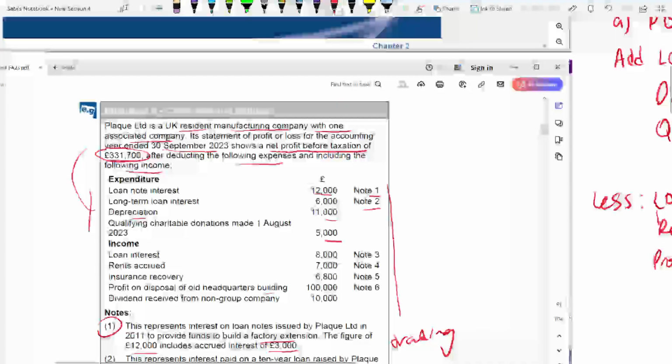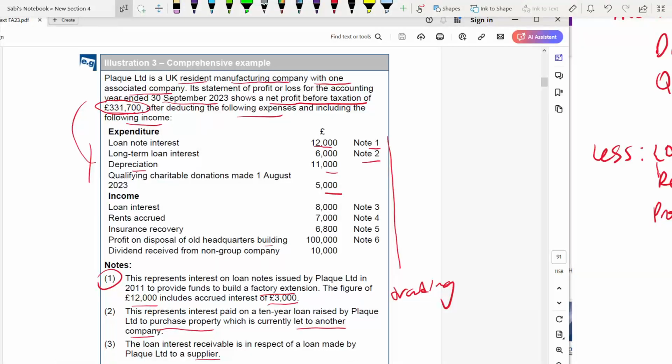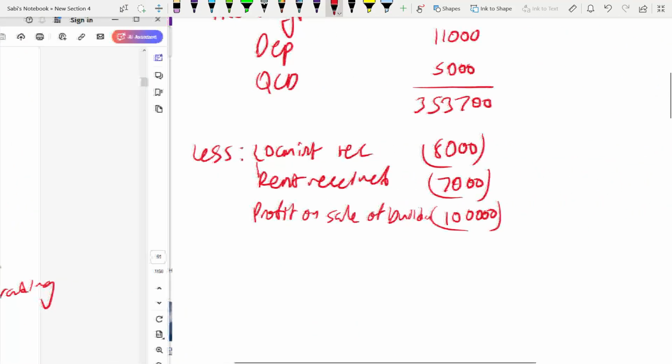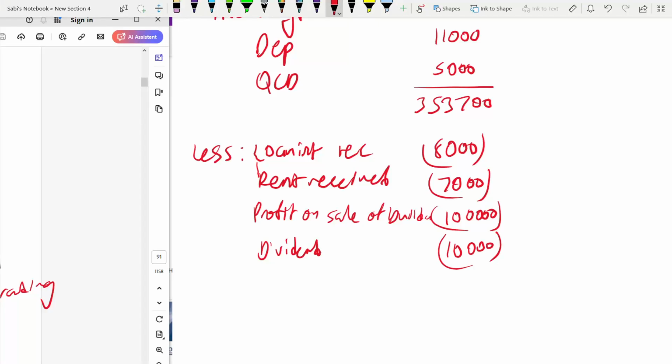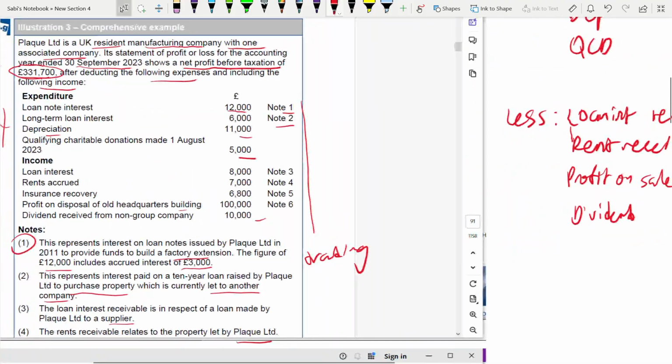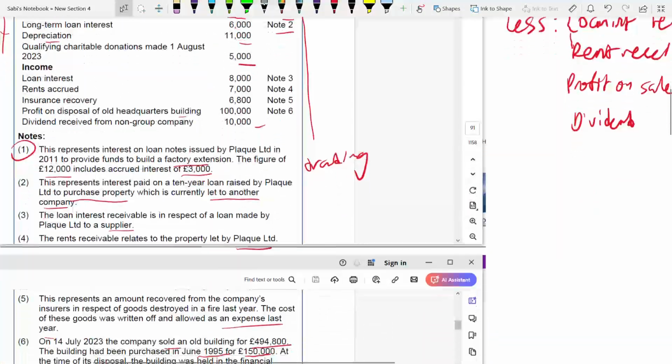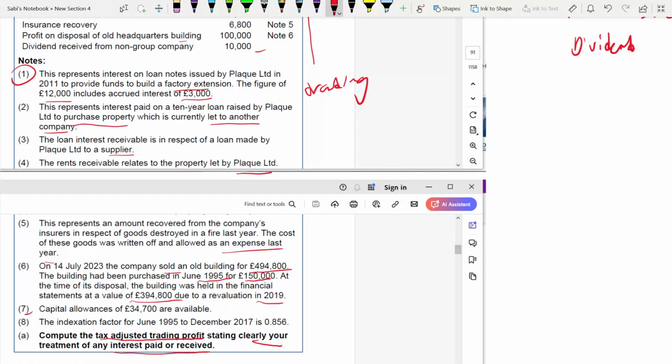Next, dividend received from non-group company. Dividend is anyway not allowed, so 10,000 deduct. One more thing you have to deduct. What is it? Which is not here. Capital allowance, note 7. That's why you have to read all the notes. And the eighth one is the indexation factor. So it is 34,700. This you have to deduct.